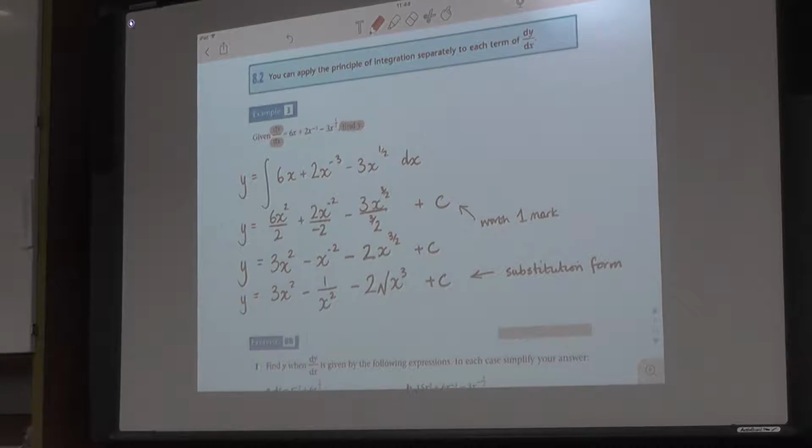And that's required if we have a value of x that we need to pop in, and we can get a final answer. Any questions on that?